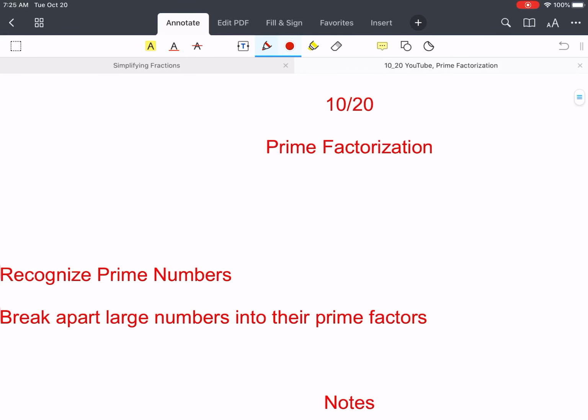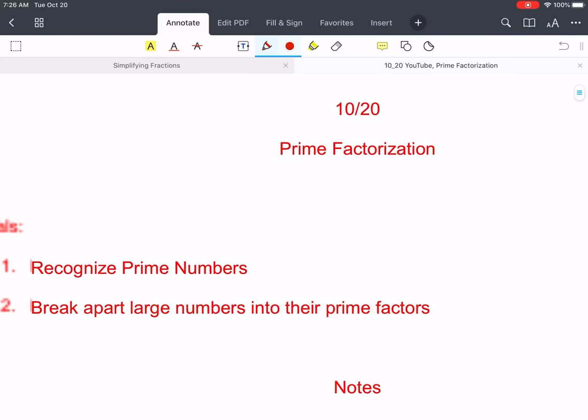Hey, sixth grade, we have what I think is a fun lesson today. We are doing something called prime factorization, and that sounds a little more complicated than it is, but this is a skill that will eventually really help you with fractions.